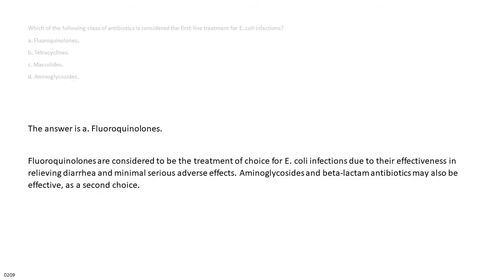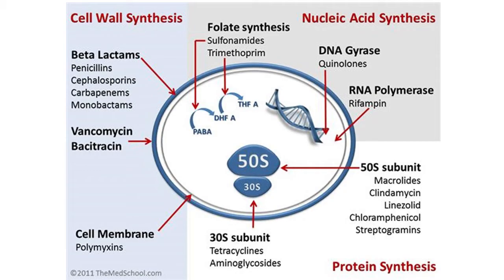Which of the following classes of antibiotics is considered the first-line treatment for E. coli infections? A. Fluoroquinolones. B. Tetracyclines. C. Macrolides. D. Aminoglycosides.